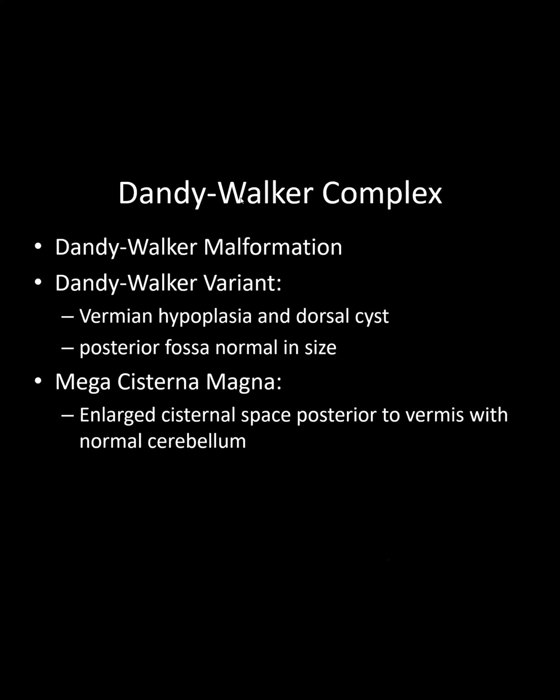There's a spectrum for these Dandy-Walker abnormalities. If you have the three things that we just talked about, that's a Dandy-Walker malformation. If it's less severe, where there's more formation of the vermis and not really a huge posterior fossa, that's called a Dandy-Walker variant. And if you have an enlarged cisterna magna behind and inferior to your vermis, that's a megacisterna magna.